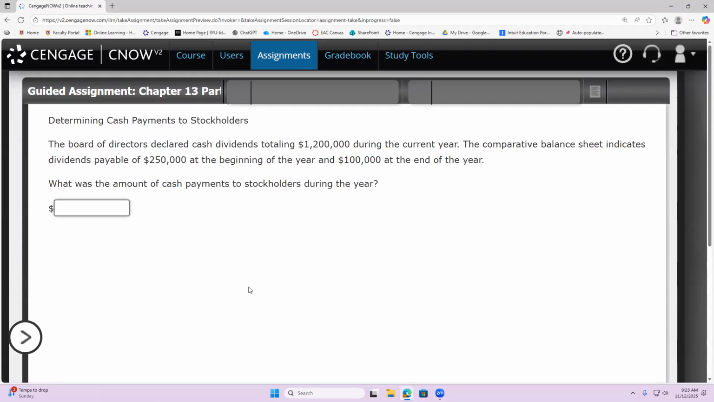All right, so here we have the board of directors declares cash dividends totaling 1,000,000.